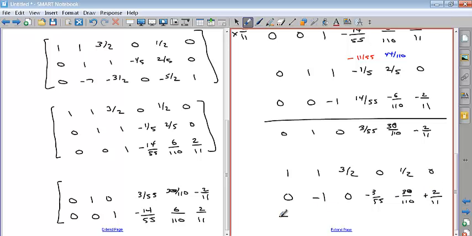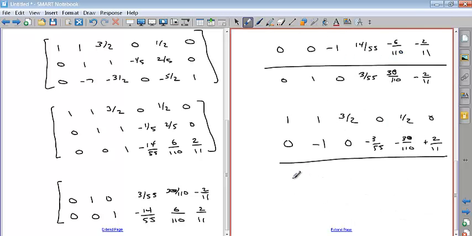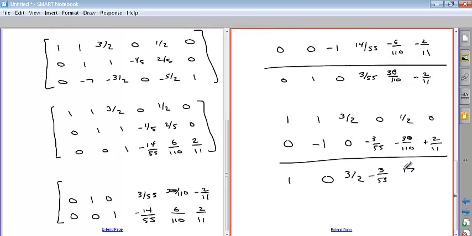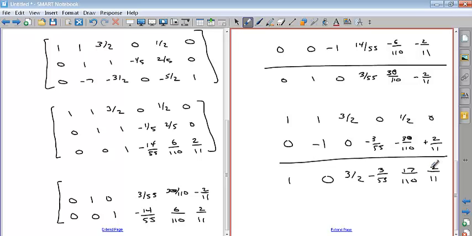So that's the second row with the sign changed. So there you get 1, 0, 3 halves, negative 3 55ths, and here we have half, which is 55. 55 minus 38 is 17, so I get 17 over 110. Here I have 0, so that's just 2 11ths. So that's my new first row.